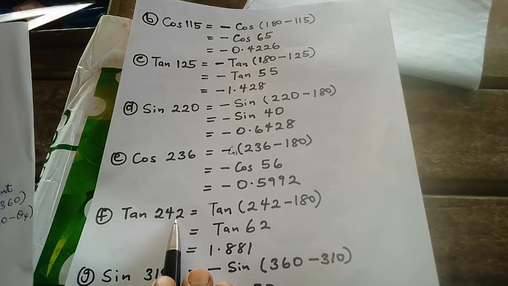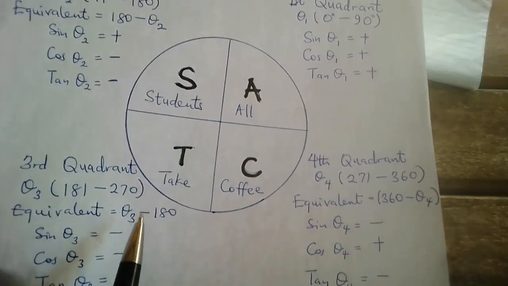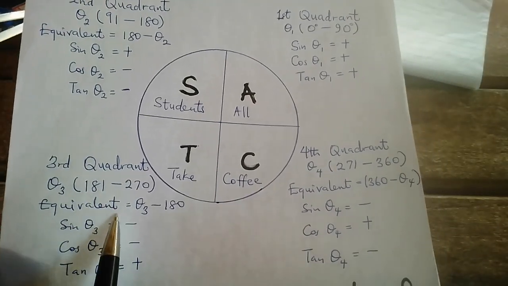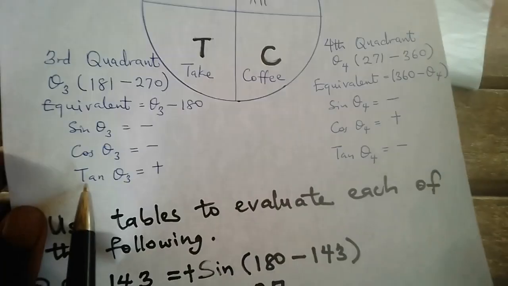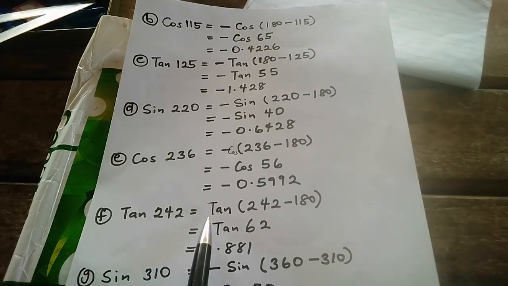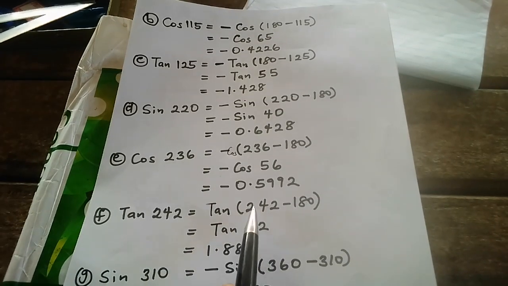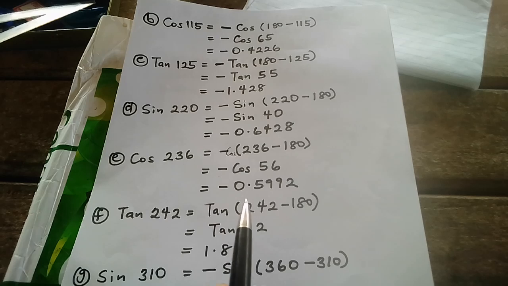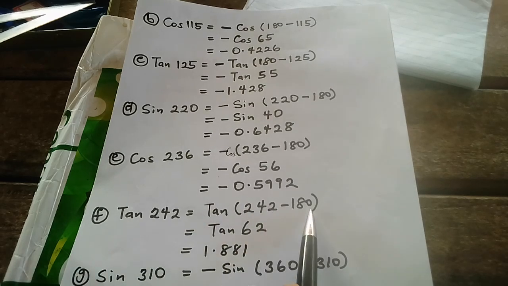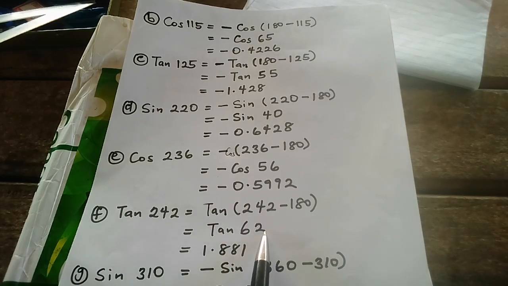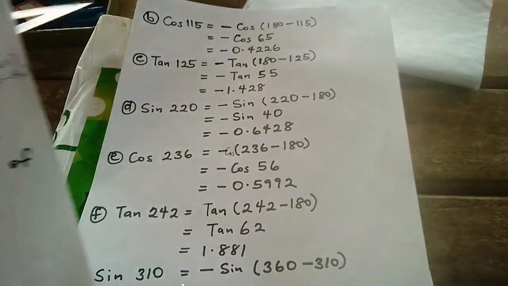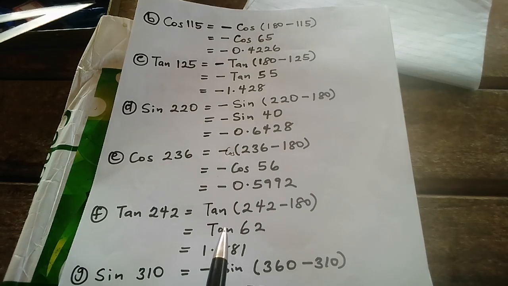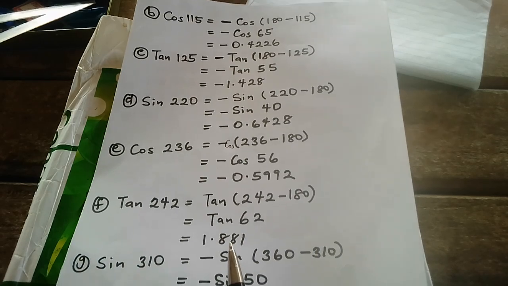Then we are looking for tan 242. 242 is in the third quadrant, and tan in the third quadrant is going to be positive. So the equivalent of 242 in the first quadrant will be 242 minus 180, which is 62. Since we know that the value for tan in the third quadrant is positive, tan 62 is 1.881. That will be plus 1.881.